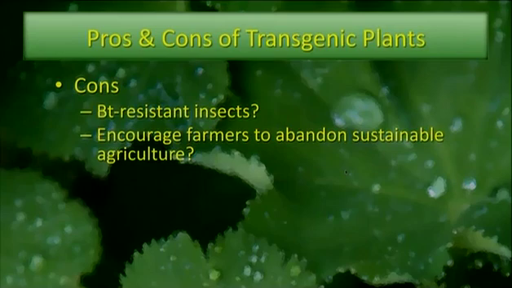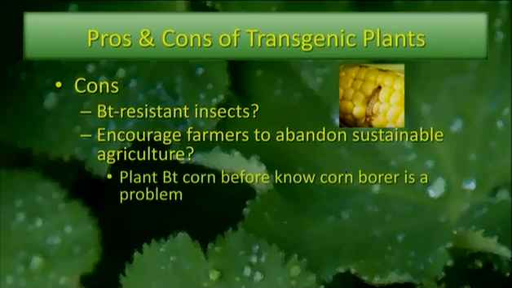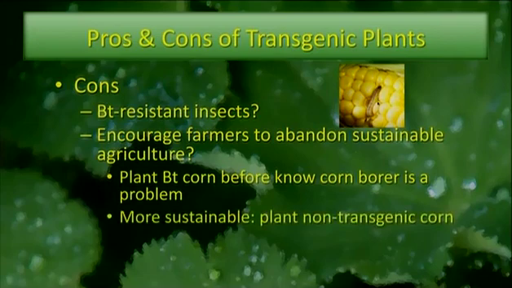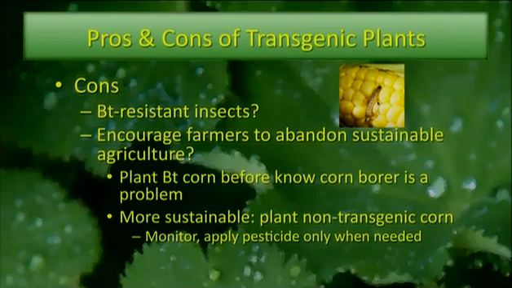They really do work before the sun comes up, and they work until after the sun goes down. They have to work very hard to make their farms produce. So what they do is they plant BT corn before they even know the corn borer is the problem. So here's a corn borer eating its way through an ear of corn. Okay, so maybe what would be more sustainable would be to plant non-transgenic corn, then monitor and apply pesticide only when it's needed.